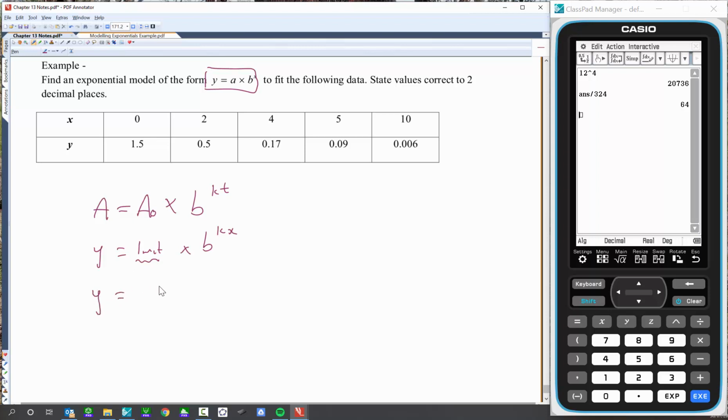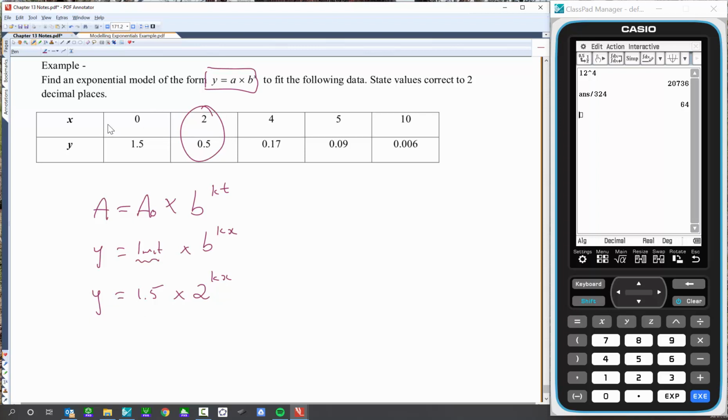So I'm going to rewrite that as y equals 1.5 times. Now this is the time I can choose any base I want. And because I feel like it, I'm going to choose base 2. So 2 to the kx. Now what I'm going to do is substitute that coordinate point in there for x and y and get my k value. And once I've got my k value, then I've got my equation, y equals in terms of x.